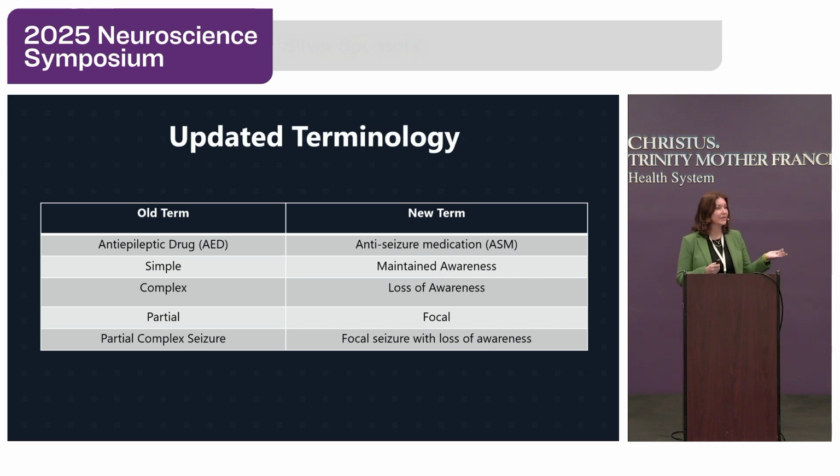Seizures where people maintain awareness used to be called simple, and where they lose awareness we used to call complex. A partial seizure is now called a focal seizure, meaning it's coming from one area of the brain. So a partial complex seizure is now called a focal seizure with loss of awareness. So it's much clearer that it's coming from one area of the brain, and there is loss of awareness with the seizure. Again, we're just trying to make our terms more descriptive and easier to understand. So that's a little baseline for where we're going to go.